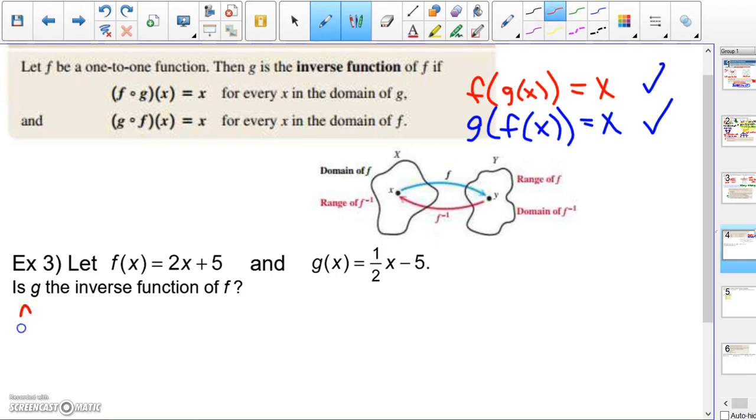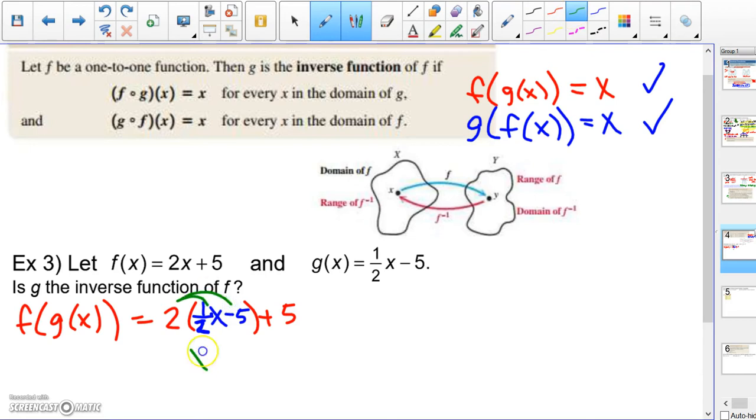So let's start with f of g of x. So the function f says 2 times something plus 5. And what we are going to do is plug in the other function. So let's distribute the 2. 2 times 1 half x is just x, and 2 times negative 5 is negative 10, and then plus the 5, we get x minus 5.